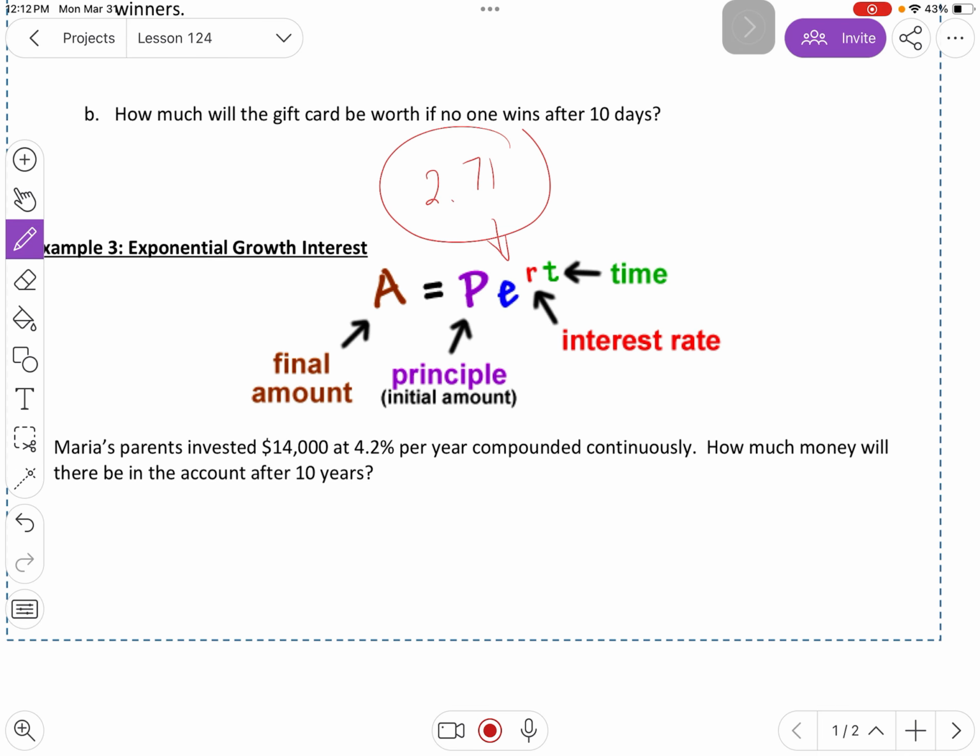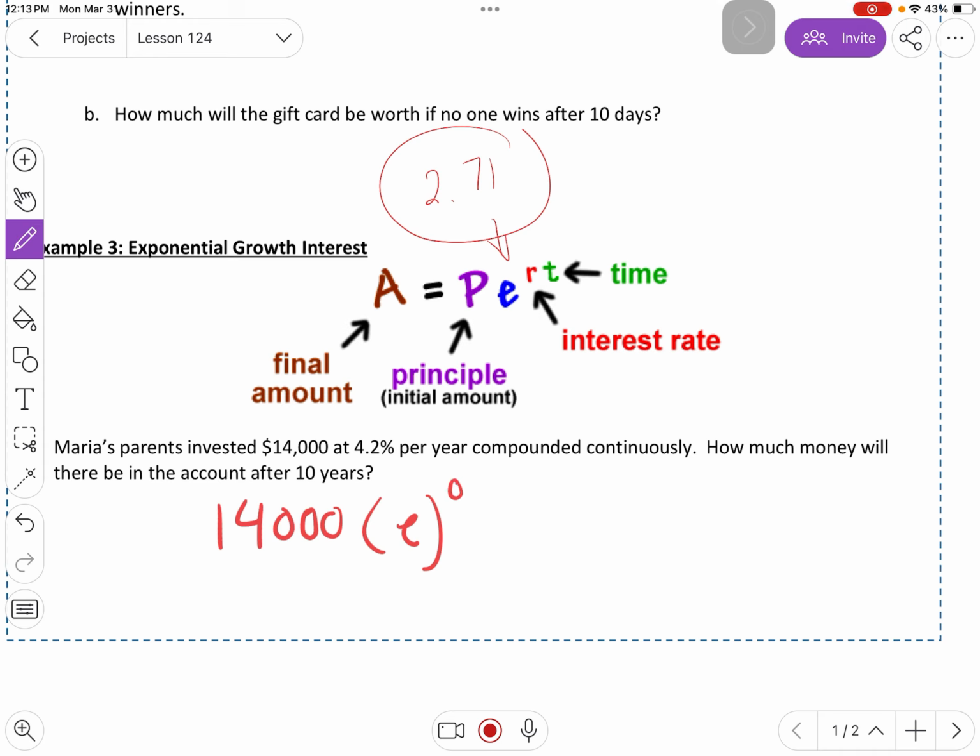Maria's parents invested $14,000. That's your initial investment, $14,000. That goes in front. That's the A value. So 14,000 goes out front. E goes right here. Nothing changes with E. The rate is expressed as a decimal.